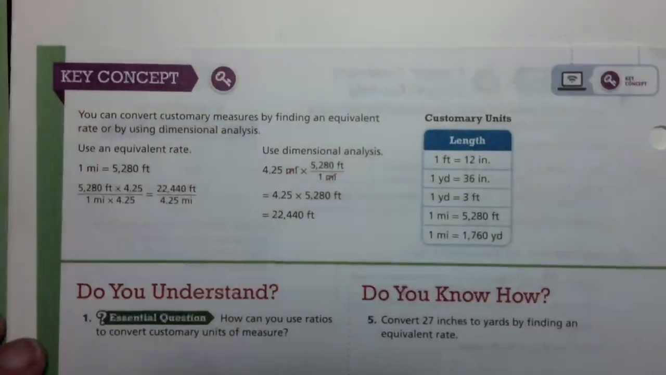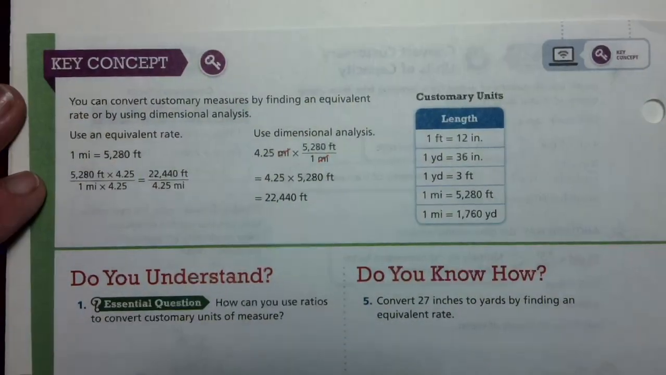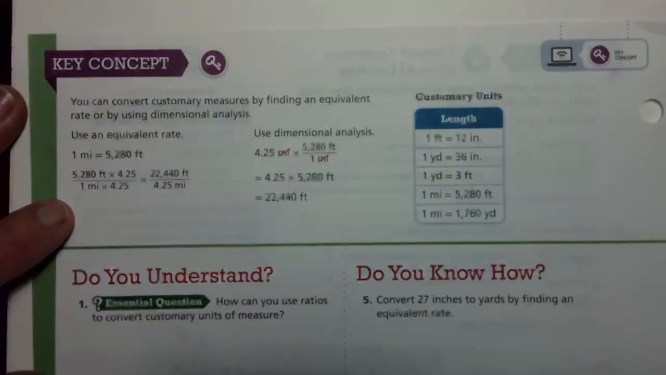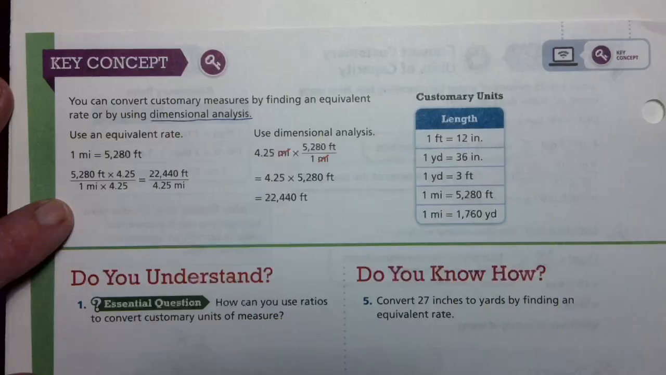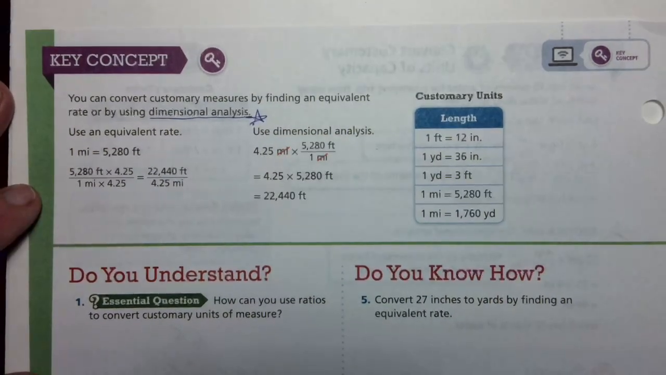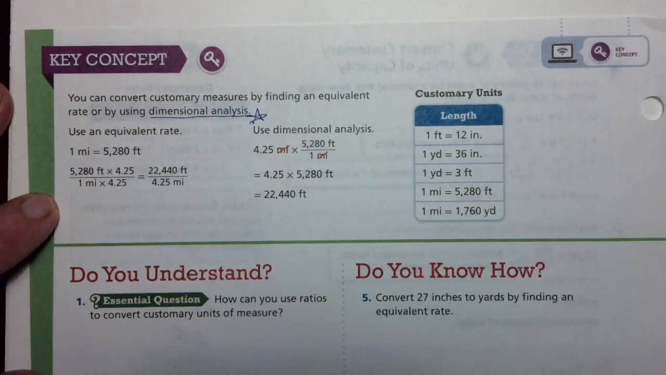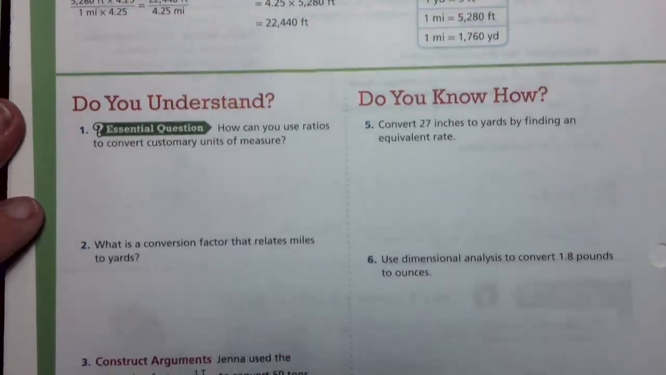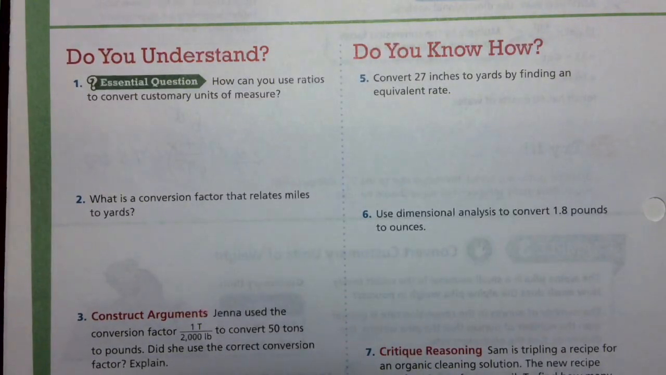All right. Key concept, top of the page. You can convert customary measures by finding an equivalent rate or by using dimensional analysis. We would like to use dimensional analysis. That's the one I'm shooting for you to learn. And remember, we're going to start trying to memorize some of these. Number 1, how can you use ratios to convert? I don't even know if I want you to do all these questions or not.